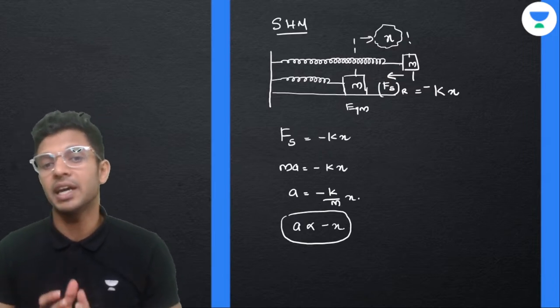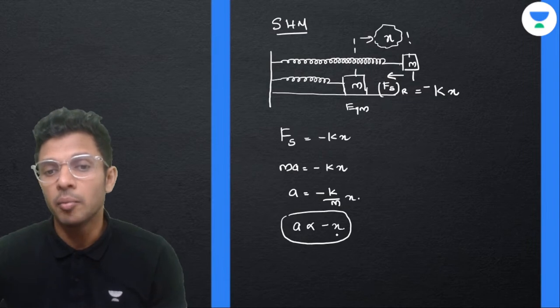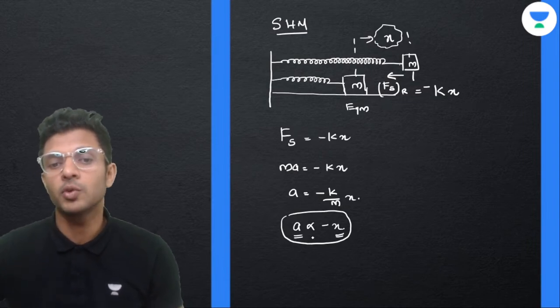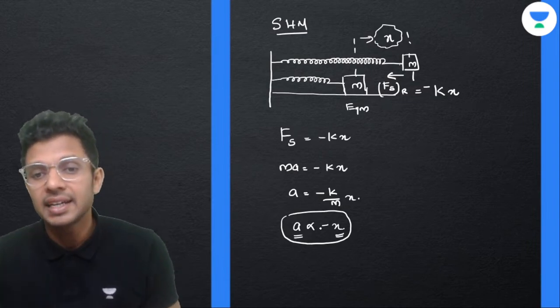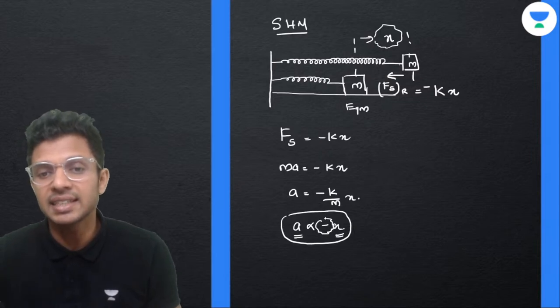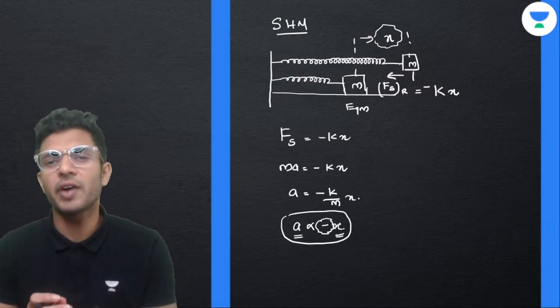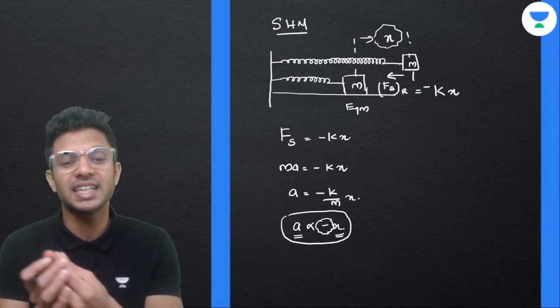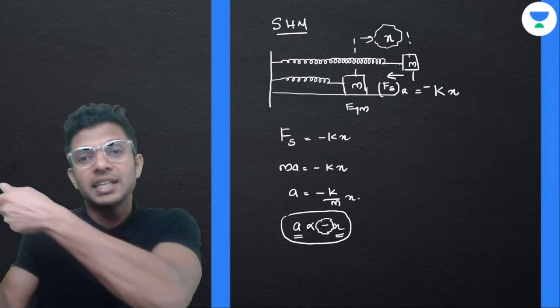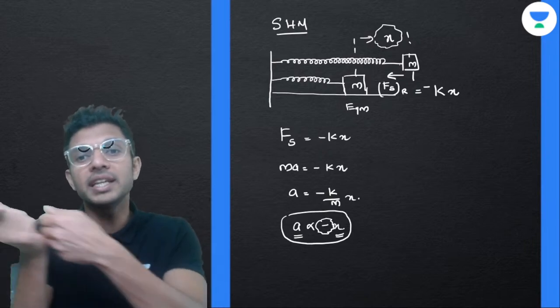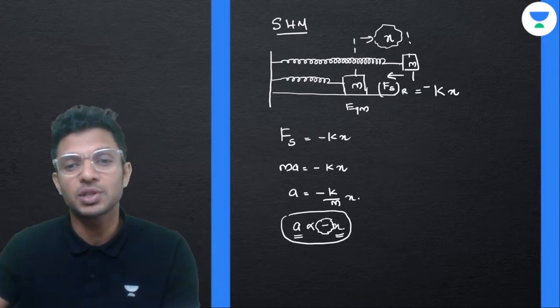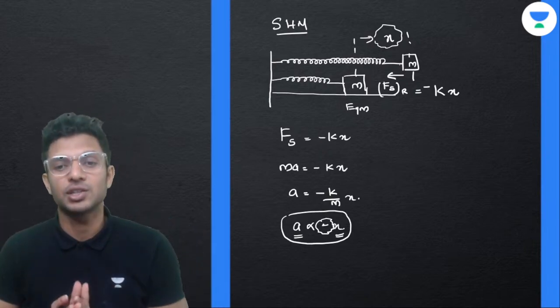इसका मतलब क्या? It means that more the amount of displacement, more will be the acceleration, and this negative sign tells that the direction of acceleration is always towards the equilibrium position. Matlab, the spring will always be pulling that mass towards the equilibrium position, and that is what the negative sign shows.